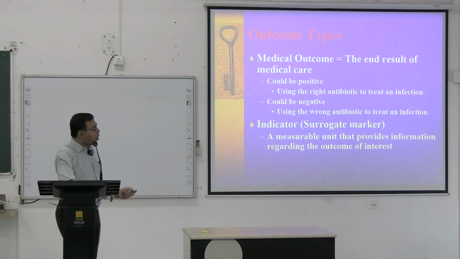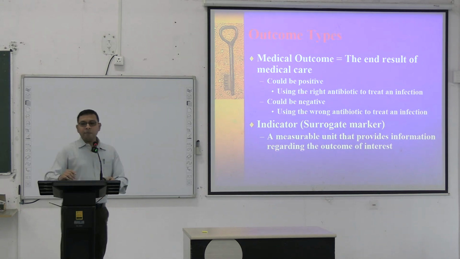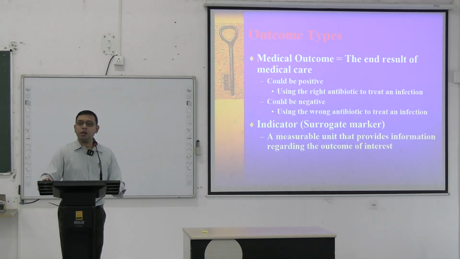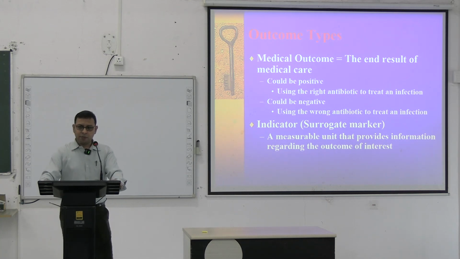So these are the different types of outcomes that we are just discussing. That may be the medical outcome, the end result of the medical care, that could be positive. Example, using the right antibiotic to treat an infection, and that could be negative, using the wrong antibiotic to treat an infection. Similarly, there may be some surrogate markers, that is a measurable unit that provides information regarding the outcome of interest. For example, if a patient has hypertension, ultimately if the hypertension is not treated, the patient may have a heart attack, that is also known as the myocardial infarction.